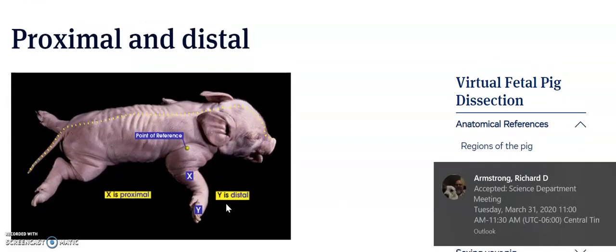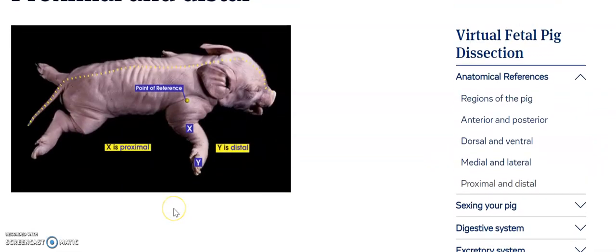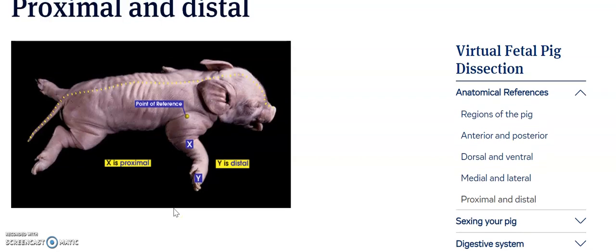Now we have proximal and distal. When we're talking about proximal and distal, we're talking about the distance from a point of reference. So let's say here on the pig, I'm talking about the shoulder, okay? X is proximal because it's closer. Y is distal, like distance, right? Because it's further. So X is proximal, that's closer. Y is distal, it's further away from the shoulder that we would be talking about.